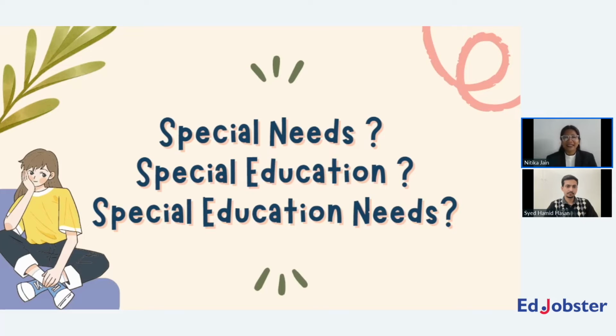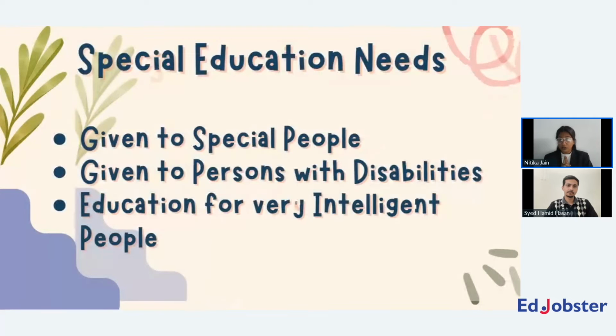Okay. So when we say special needs, special education, or special education needs, this includes other things also. Special is not just one thing. Special is the education which is given to special people. It is given to persons with disabilities, and also to some people who are very, very intelligent, whom we can also call gifted children.